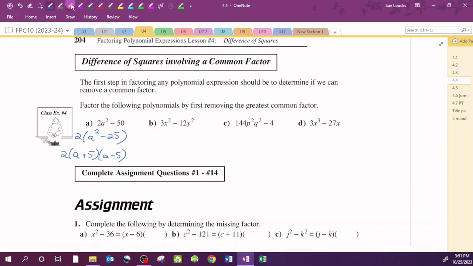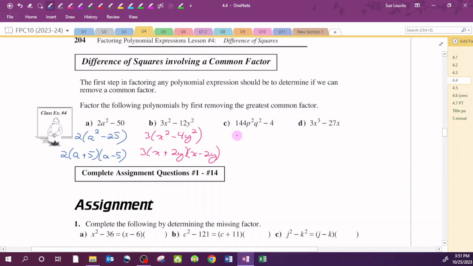Okay? This one, greatest common factor is 3. This is 3 times x squared minus 4y squared. Hey, that's a difference of squares, so that's 3 times x plus 2y times x minus 2y. Try the last two on your own and come back and check them.